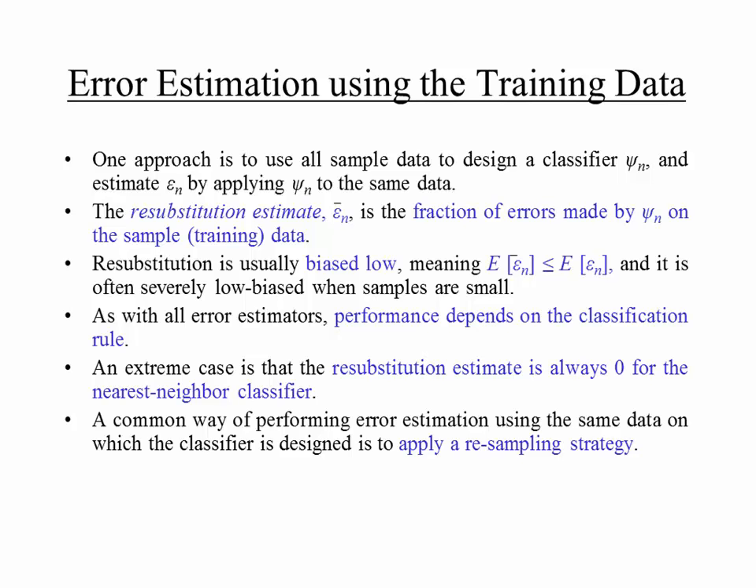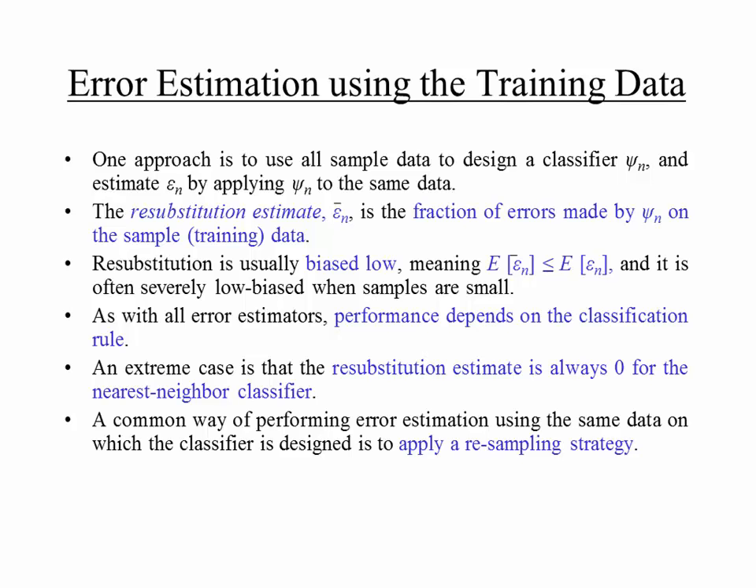People have used different approaches. One approach is to use all the sample data to design a classifier and then estimate epsilon n by applying this classifier to the same data. This is called the resubstitution estimate, because the same data is being used to do the design and also to test. The resubstitution estimate is the fraction of errors made by the classifier on the sample training data.